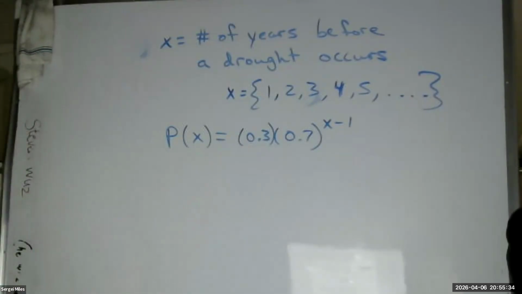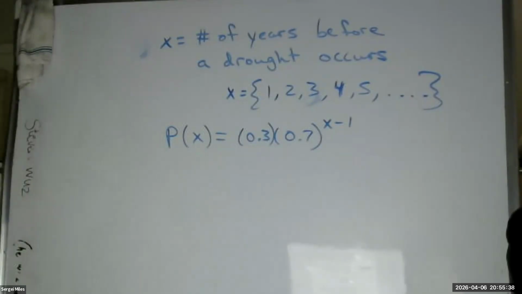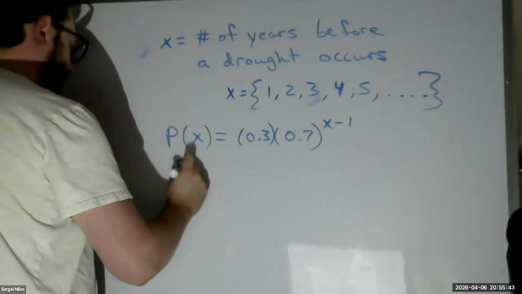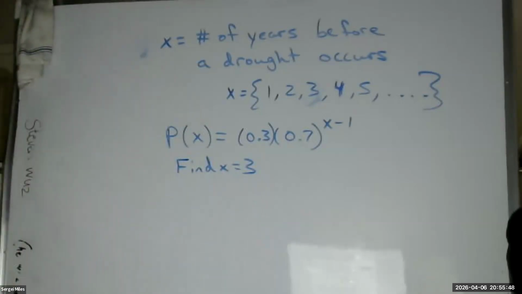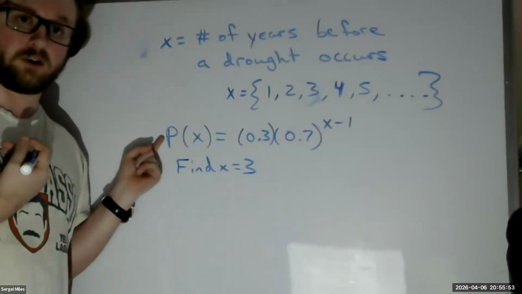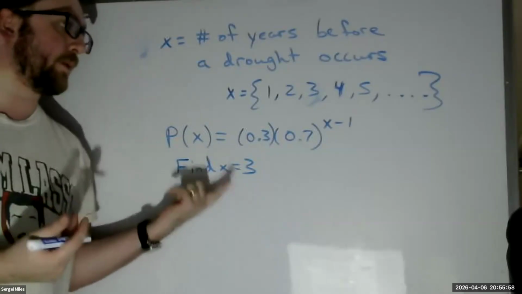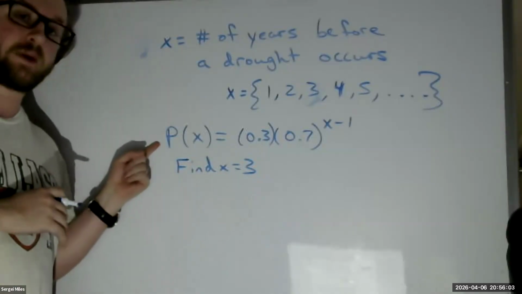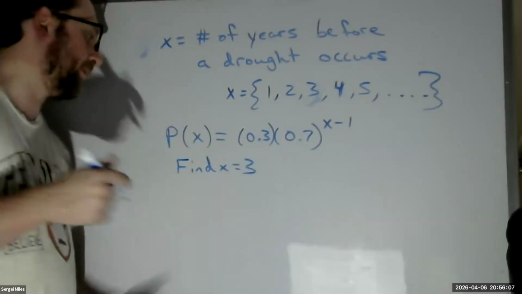All right. This is the formula they create. Now we could ask the question, find the probability that exactly 3 years must be observed before a drought occurs. So this would be find x is 3, in which case the hard work has already been done for us. We already have the probability model. In later sections of this textbook, we'll talk about how to create the probability model ourselves. But for now, as we start chapter 4, they give us the probability model. So all that's left for us is to plug it in and see what happens.